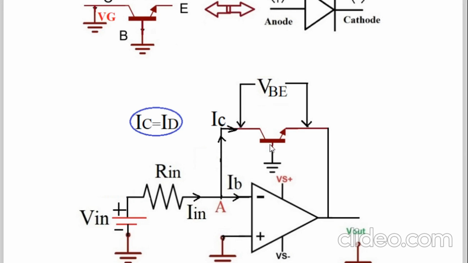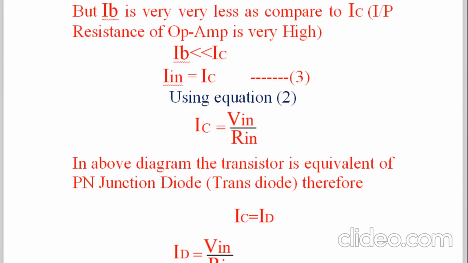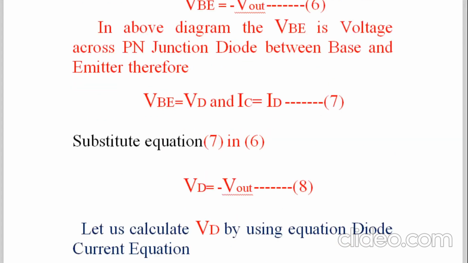Because the collector-to-base diode we have short circuited by connecting the base to the real ground and the collector to the virtual ground, this diode is short circuited. Only this diode remains. So that is VD. VBE is equal to VD. So now, when you come to talk about this VD, let us come to this.